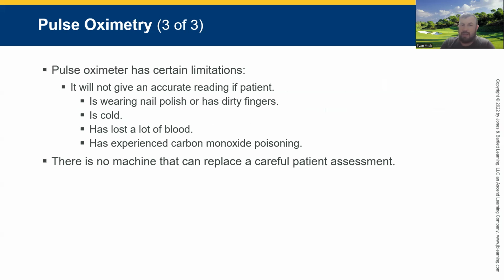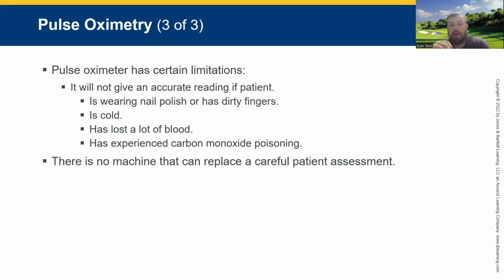Pulse ox has certain limitations. It will not give an accurate reading if the patient, one, has fingernail polish or dirty fingernails. Sometimes we have to take brand new polish off and make people mad. Use an alcohol swab to get dirty, nasty fingernails clean. If they're too cold, it will not read because we're not getting good circulation. If the patient has lost a lot of blood, we are not moving the amount of red blood cells we need to, so we're not going to get an accurate reading.